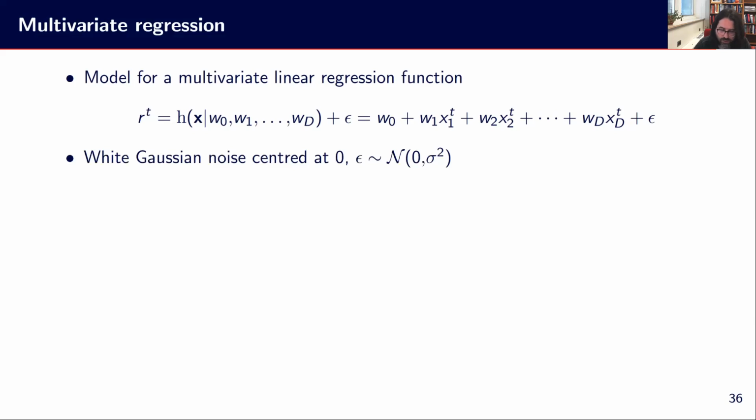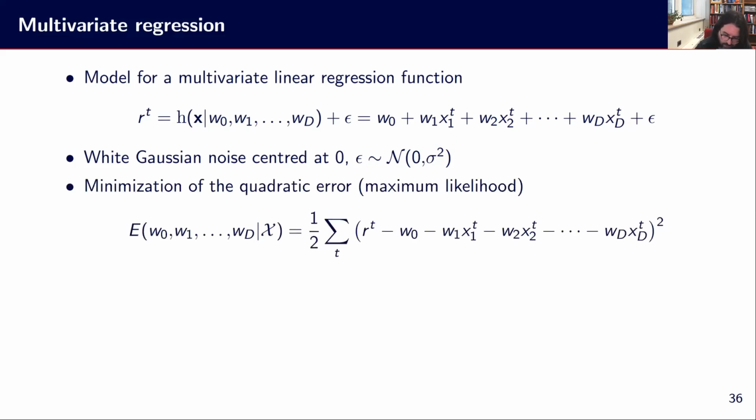So we are assuming that the noise is a white noise centered at 0. So this epsilon is following a Gaussian distribution centered at 0 with a noise level described by a sigma squared. So basically, the higher the sigma, the more important is the noise in that sample.